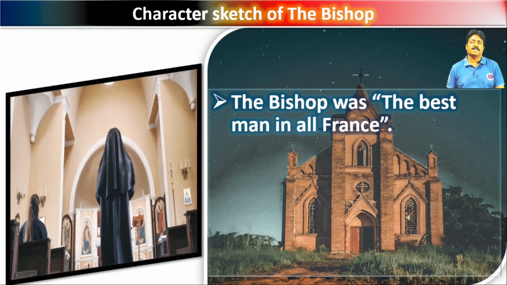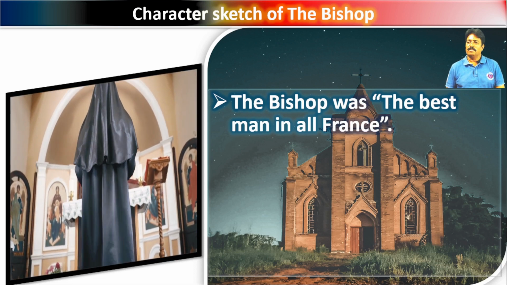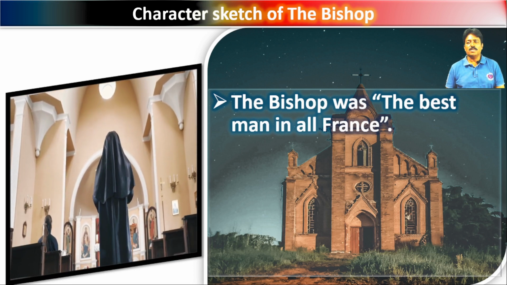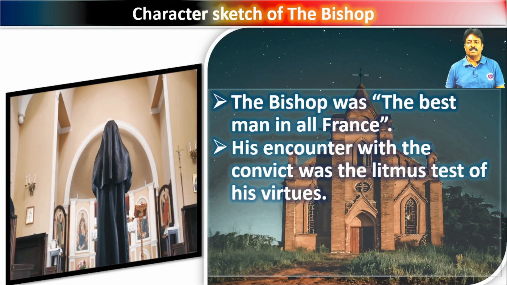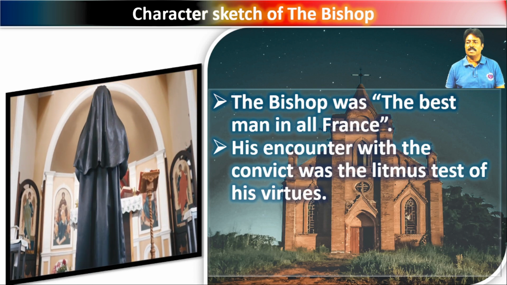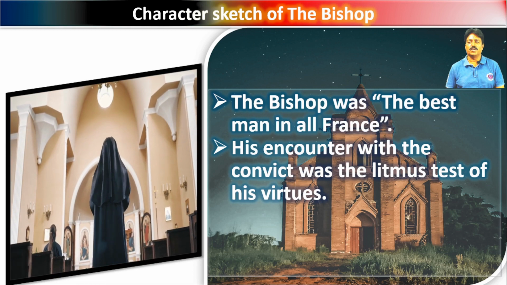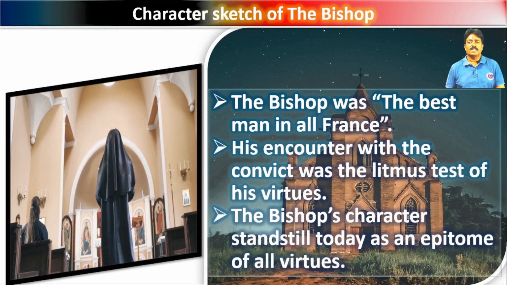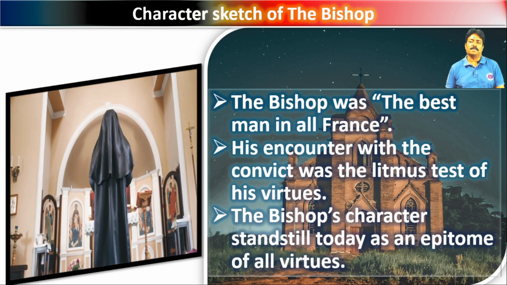He helped his parishioners. When the bishop sold the silver salt cellars to pay Mary Gringoire's rent, who was ill, he tried to follow one of the most important teachings of Jesus Christ. His encounter with the convict was a litmus test of his virtues, which he passed with flying colors. His patience, love, care, and magnanimity transformed the beast-like convict into a good human being. The bishop's character stands today as an epitome of virtues which every person should try to emulate.